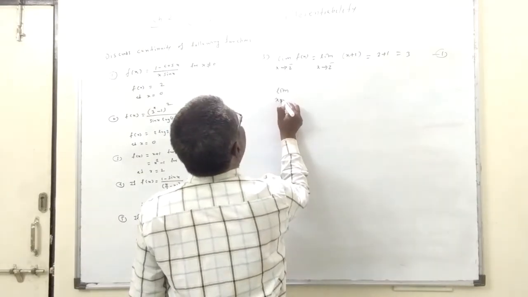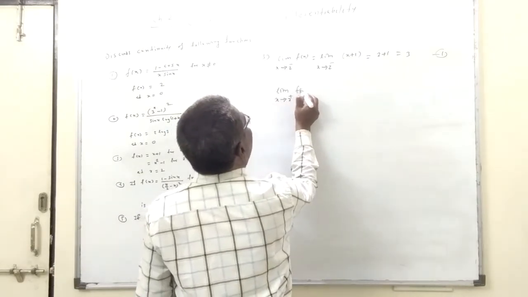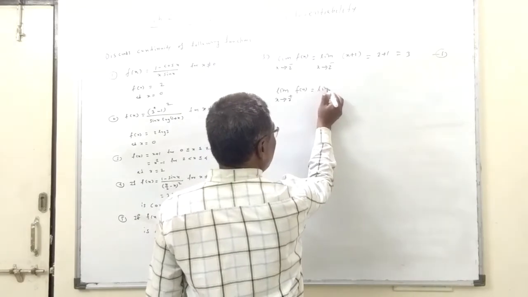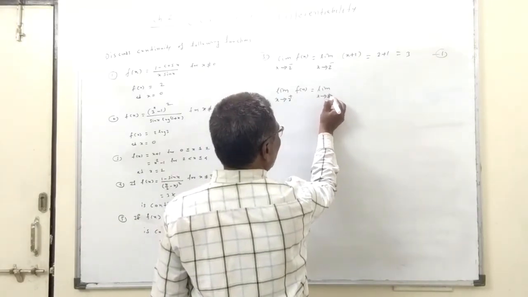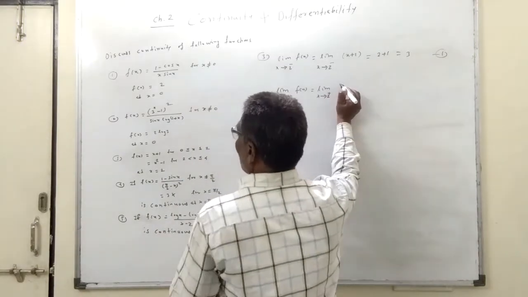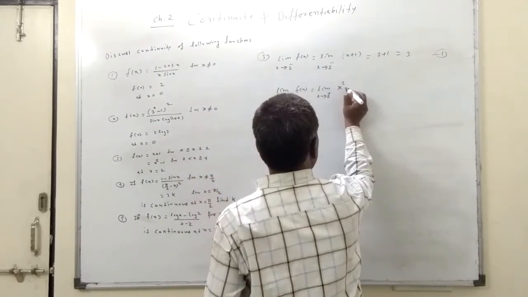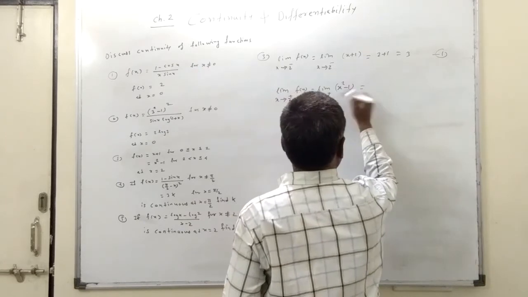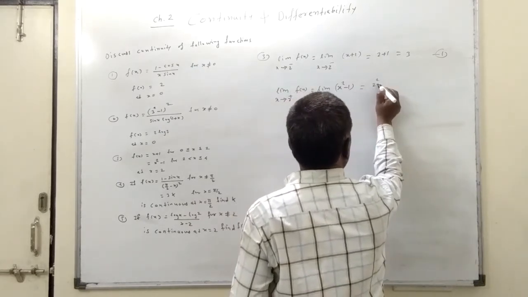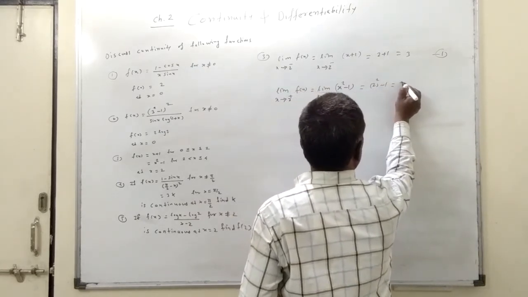Limit x tends to 2 plus f of x. So limit x tends to 2 plus. Now 2 plus means x greater than 2. So here x greater than 2, the function is x square minus 1. Here also the direct method. So 2 square minus 1. So 4 minus 1 is 3.